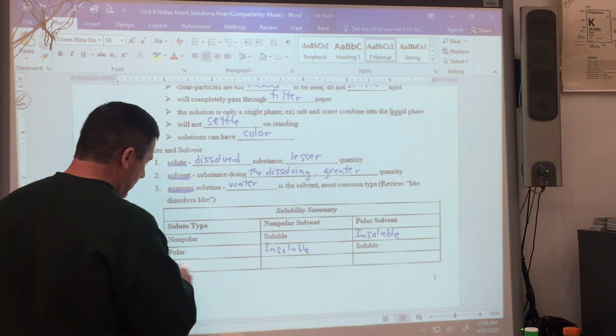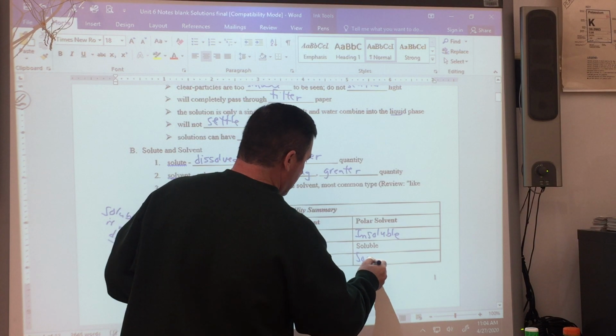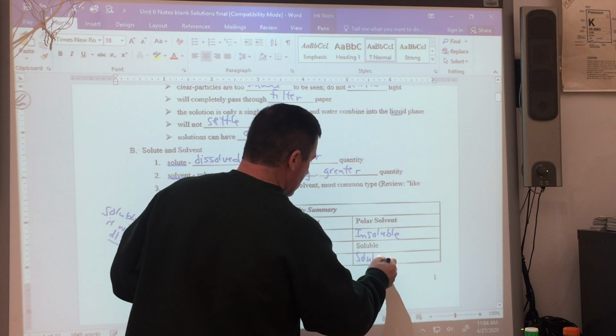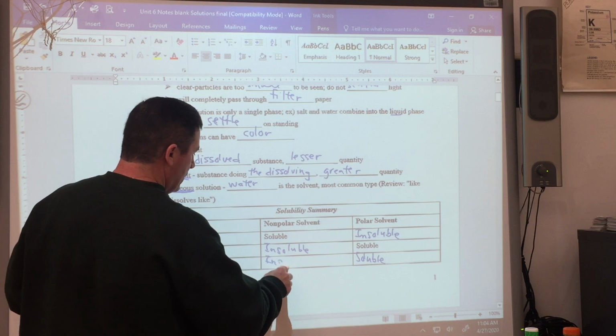And lastly, ionic substances are essentially kind of like polar because they're charged. And in this case, they're insoluble.